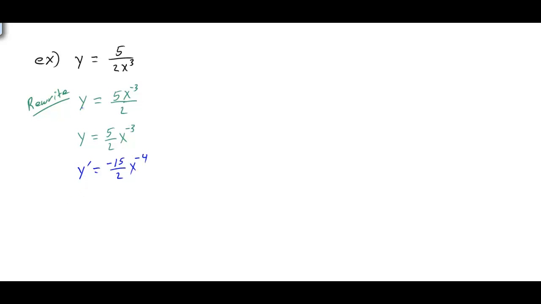So there's the derivative, and at this point you can leave it in this form. Again, it's not too big of a deal to leave your exponent as a negative. Or we can simplify by simply moving the x to the negative fourth to the bottom, and you would have negative 15 over 2x to the positive 4.